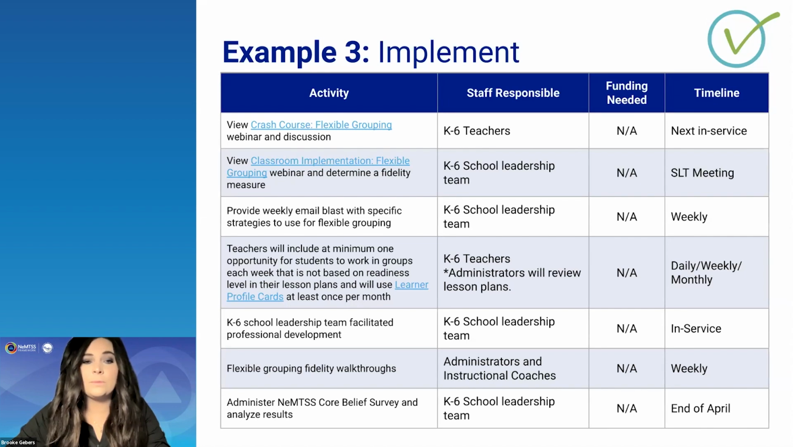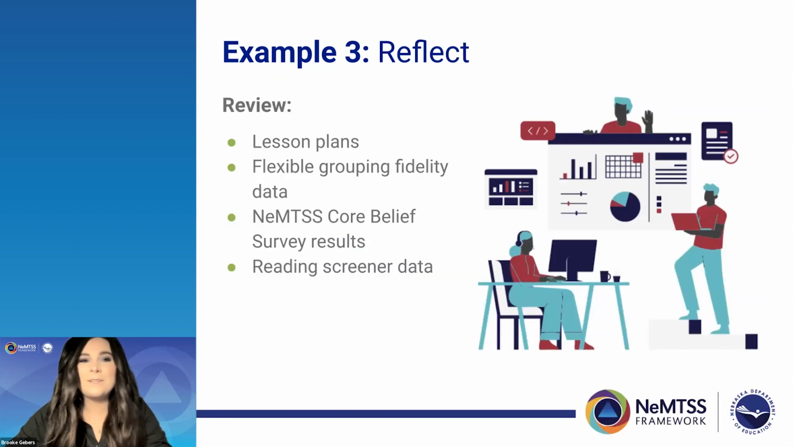Finally, at the end of April, the K-6 school leadership team will administer the Nebraska MTSS Core Belief Survey and analyze the results to see if there's an increase in the percentage of teachers who believe students with specific learning disabilities can achieve grade level benchmarks in reading. To measure the impact of their plan, the team will review and reflect on lesson plans, flexible grouping fidelity data, Nebraska MTSS Core Belief Survey results, and reading screener data.